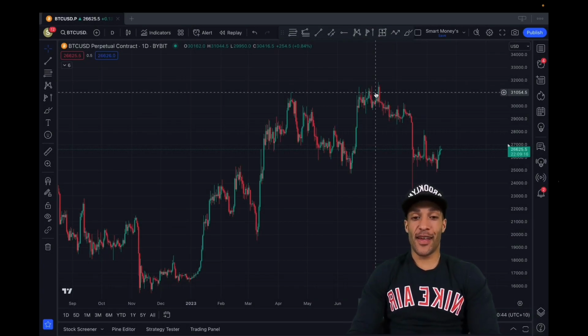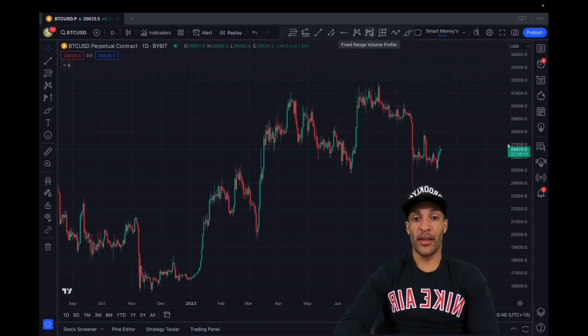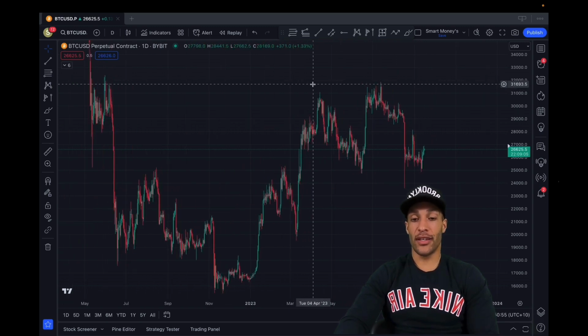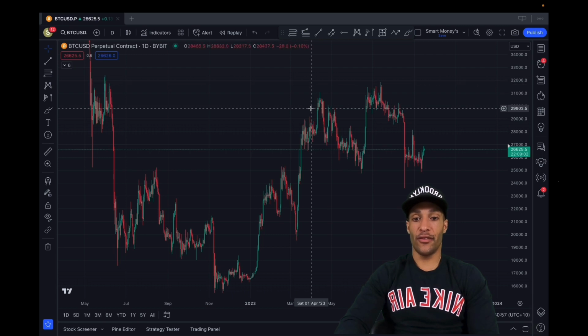I'm your trader Sam, and today we're going to talk about how we can use this important tool up here, the fixed range volume profile tool, to find key areas in the charts and use this tool as a guide to getting in and out of trades.